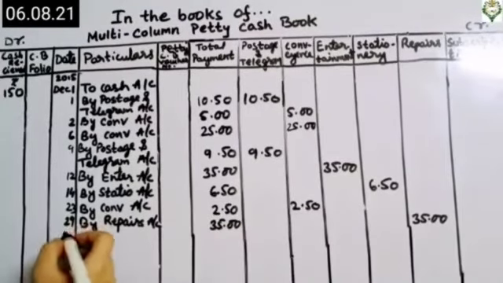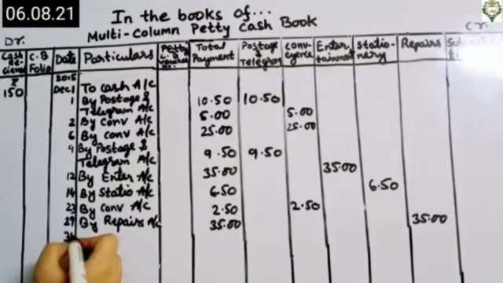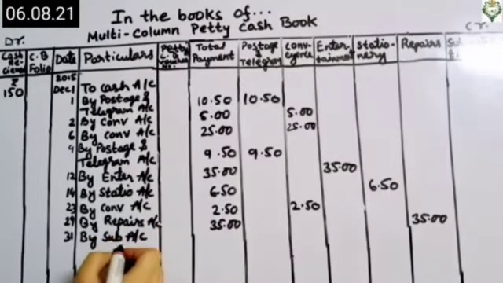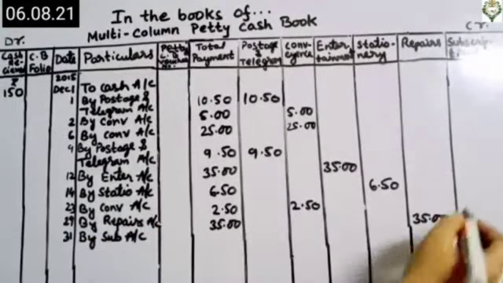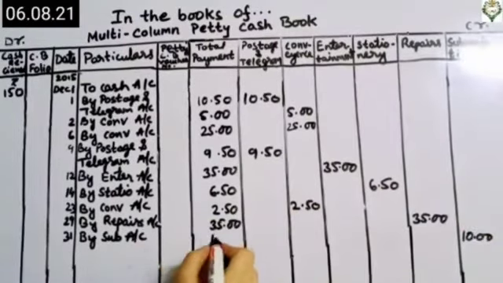And the next transaction, the last transaction was on 31st, that is subscription paid to local club. So we will record here as by subscription account, and the amount is 10 rupees. This is the subscription account column, we have to record here the amount 10 rupees, and we will write in the total column also 10 rupees.